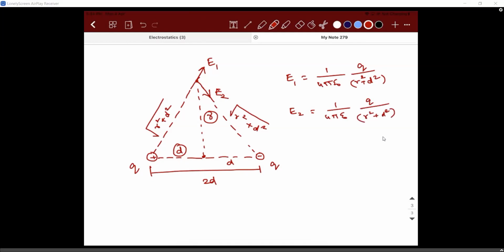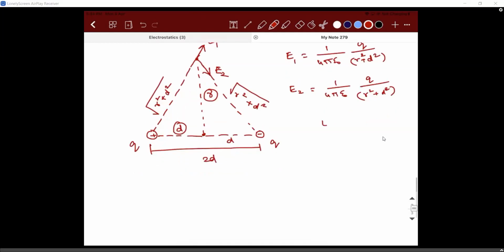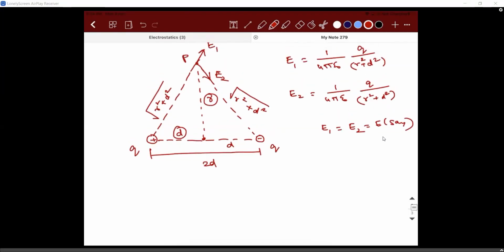So what is the important conclusion you're going to draw? Magnitude of E1 and magnitude of E2 in this scenario is the same. Right? So E1 is exactly equal to E2. And if I say that this is equal to E, you would understand. Now comes an important question. At point P, my job is to derive the net electric field at the point P.